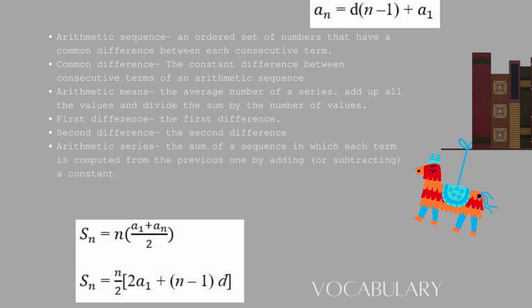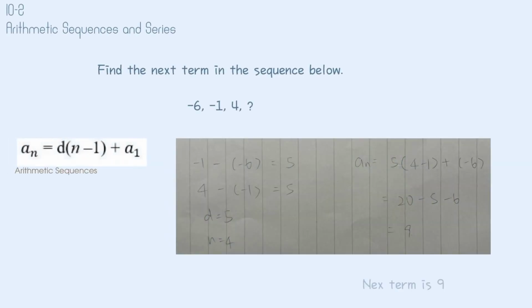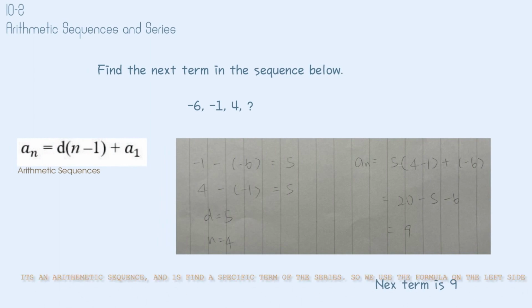sequence that is arithmetic. Find the next term in the sequence below. As we know, it's an arithmetic sequence and it asks for a specific term of the series, so we use the formula on the left side. A1 is equal to negative 6, and d is negative 1 minus negative 6, equal to 5. Then put those numbers in the formula, and we get the answer, 9.